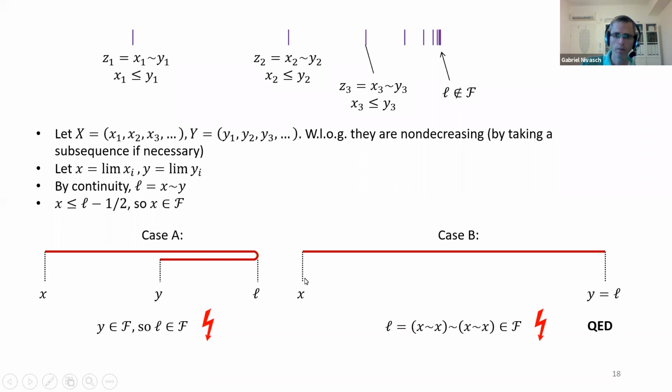Recall that x is just a limit of the x's, and y is the limit of the y's. But in this case, since x we know is not missing, you can get L this way. And again, L is fusible. So we get a contradiction also in this case. So we conclude that the fusible numbers are closed.